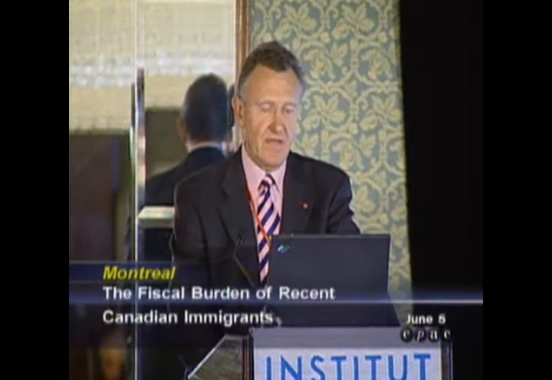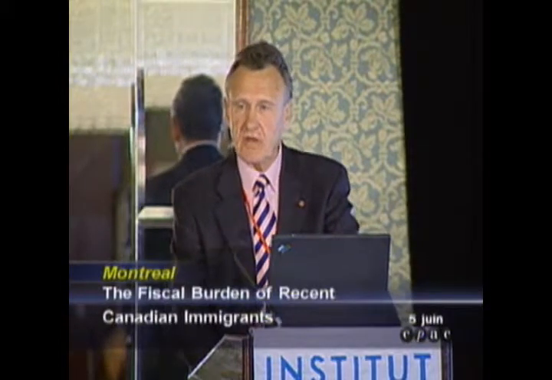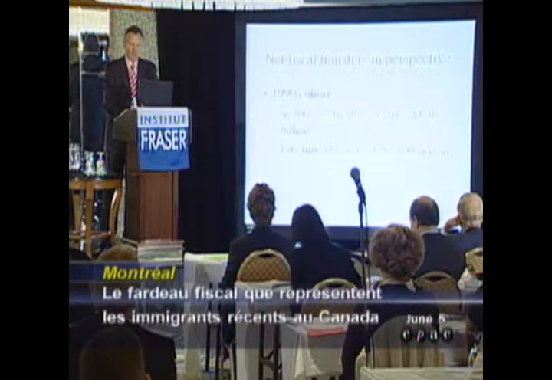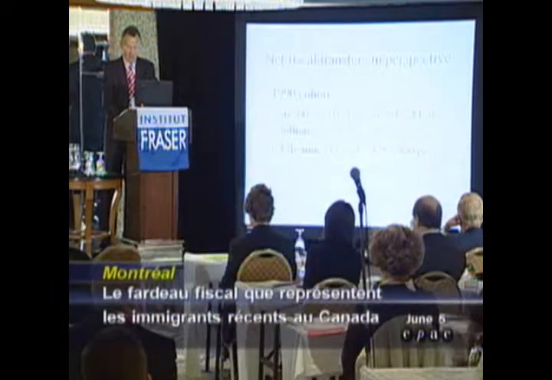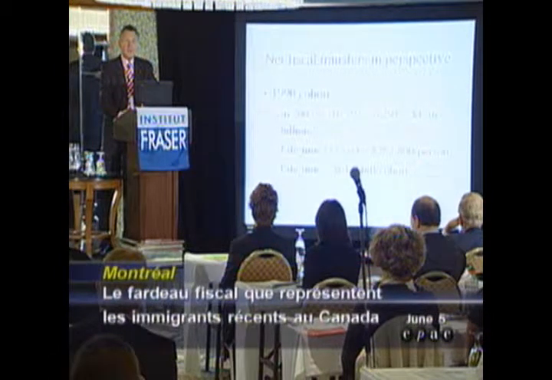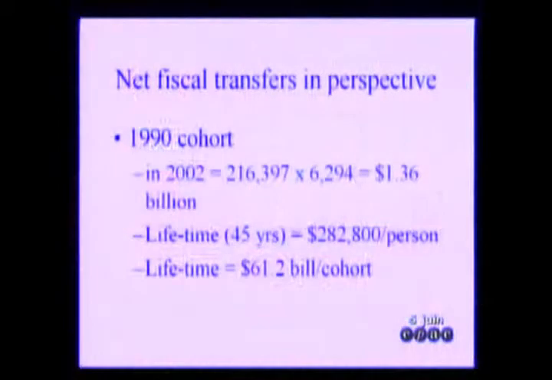The 1990 cohort consisted of 16,000 people, times this annual number gives you $1.36 billion, in that one year alone, for that one group of people who arrived in 1990. If they live for 45 years and after 10 years they don't get above 80%, then the lifetime cost is $282,000 per person. The cost for the entire life of the cohort of people who arrived in 1990 is $61.2 billion.